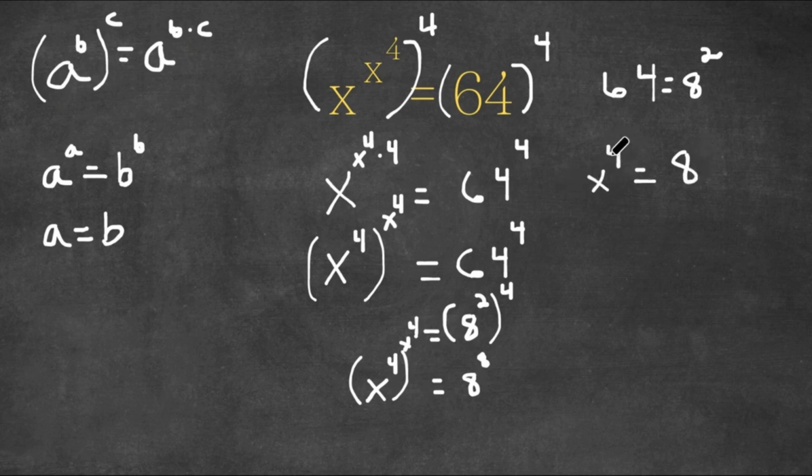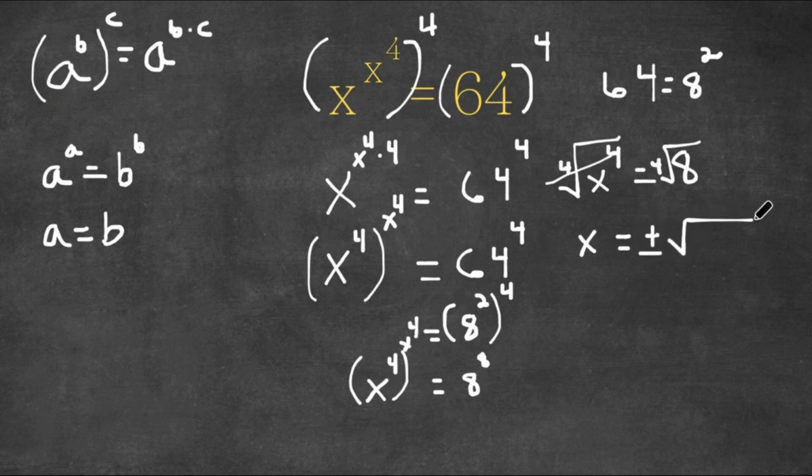Now we want to cancel this fourth power here, so we're going to take the root of 4 on both sides. Now these two would cancel out, so on our left side we would have x, and our right side we would have equals positive or negative, remember it's plus or minus, the fourth root of 8. And this is our answer.